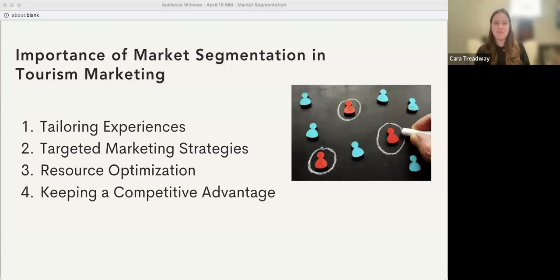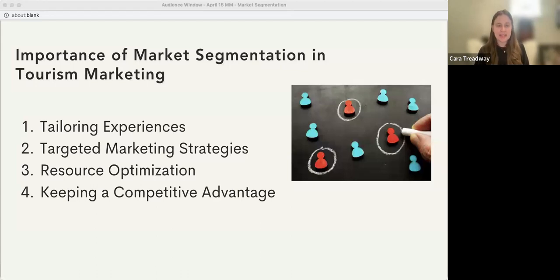All right, so let's take a brief look at why market segmentation is important in tourism marketing, and then more importantly, why it's so crucial for social media growth, success, and conversions. So firstly, segmentation allows for tailoring experiences to cater to the unique preferences and the needs of different customer segments. Market segmentation allows tourism marketers to really customize experiences and offerings that meet the preferences or the needs of your different customer segments. And this ends up enhancing engagement and overall satisfaction.